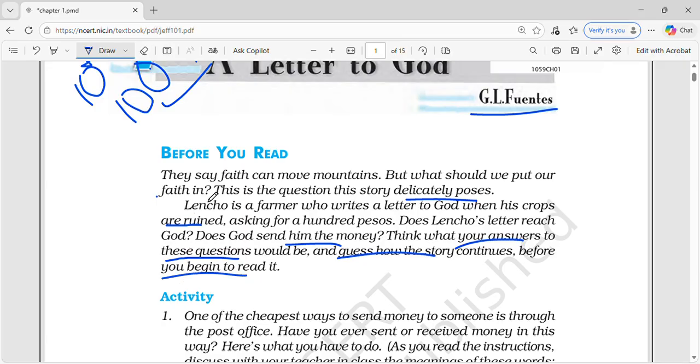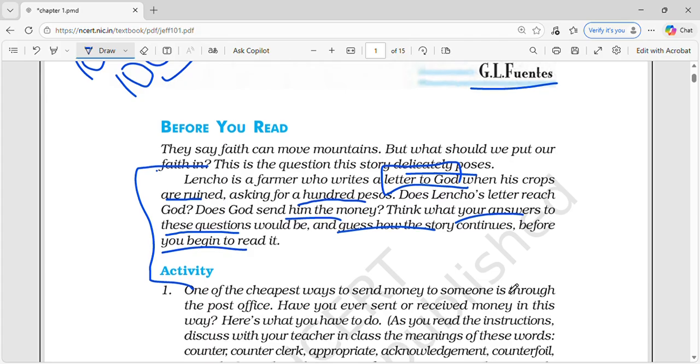तो देखो, Lencho over here is a farmer, ok. तो वो always writes a letter to God. He wrote a letter to God when his crops got ruined. He asked God that could you lend me 100 pesos. But let's see, does he actually get 100 pesos or not, and does God actually help him out or not? So this is the question, and we're going to be reading about this. So think what could be the end or the conclusion of the story.